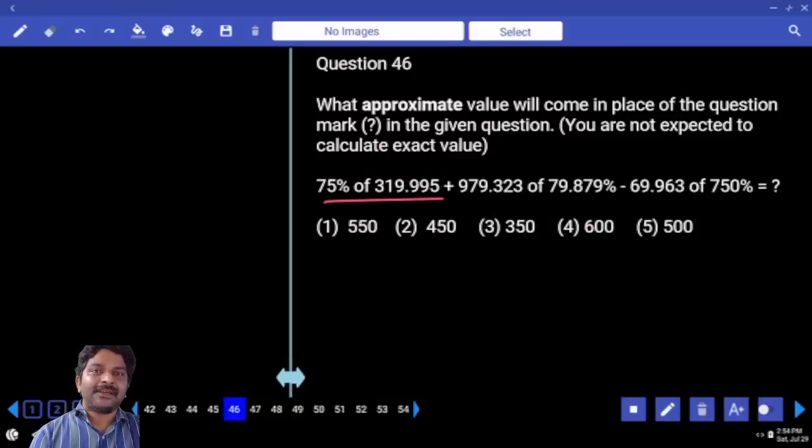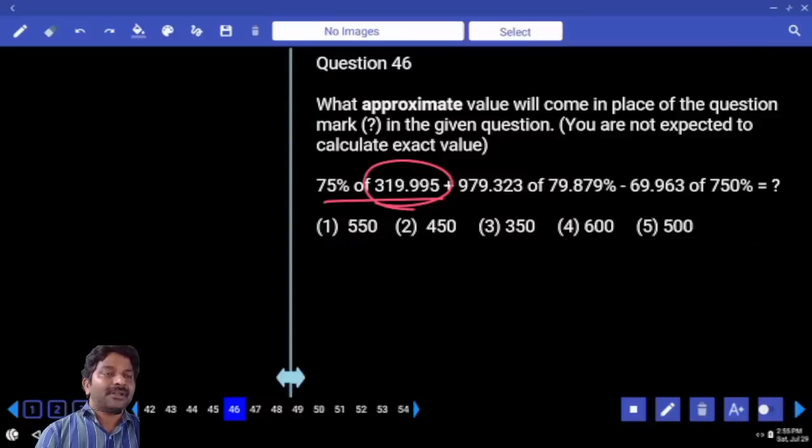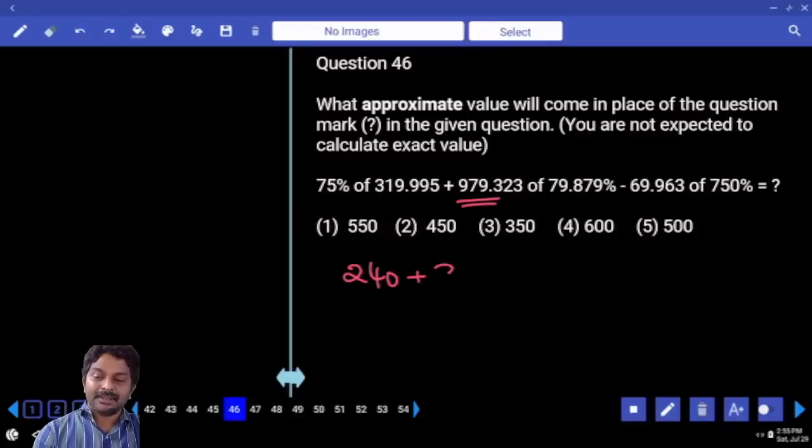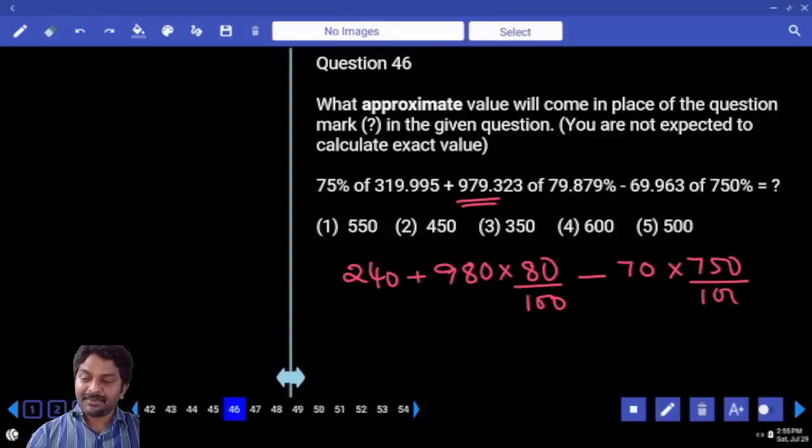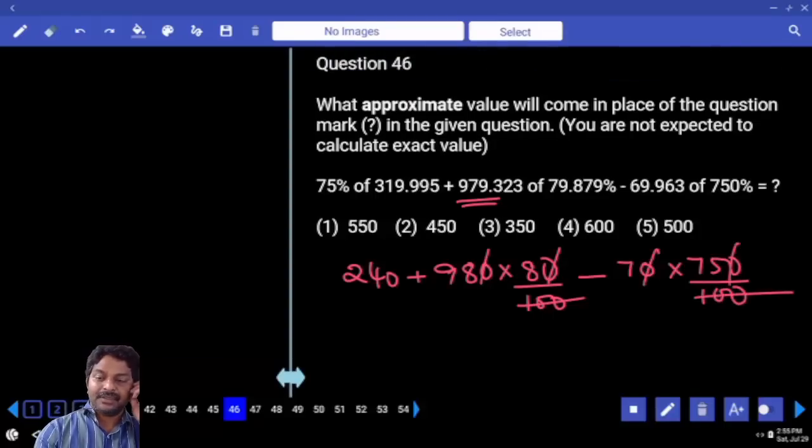75% of 320. How do you get 75%? Half plus half, 3 by 4. Out of 320, half. Again half. 160, 80. 240 plus. How much is this? 980. What percent? Can I write it as 80 by 100? Minus 70 among 750%. That is 750 by 100. 2 zeros get cancelled.